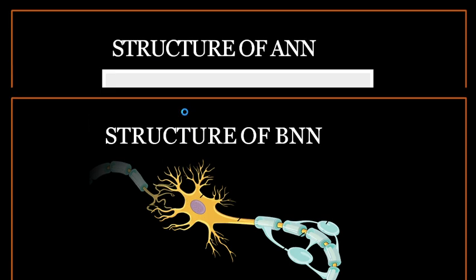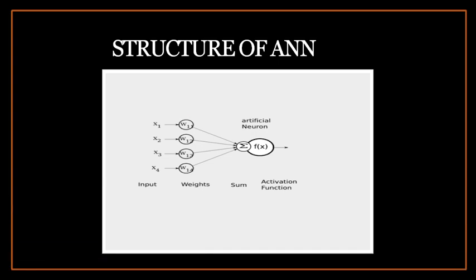Okay. So let us discuss the other one, the structure of artificial neural networks. Artificial neural networks have the inputs, the weights, the sum, and the activation function. Let us discuss what the input stands for. Input is nothing but a set of values for which we need to predict the output value. So these inputs, x1, x2, x3, x4, contain some values for which we need to predict the output value.